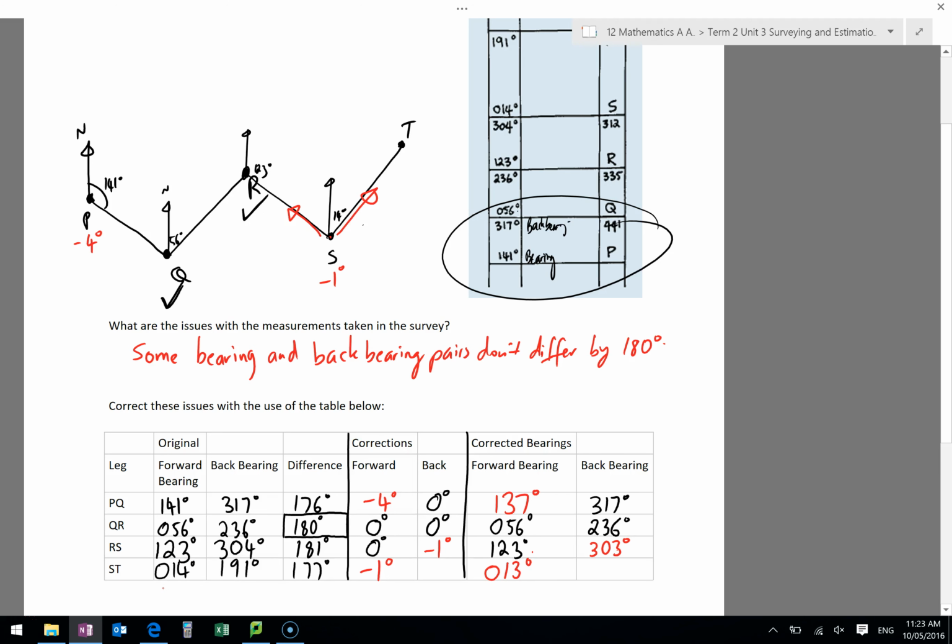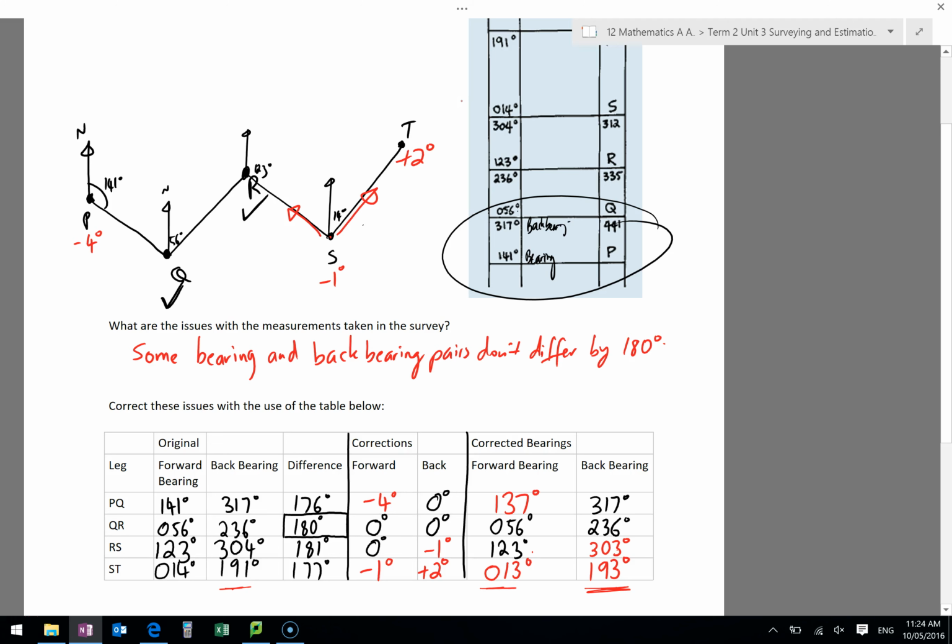The only thing left to do is to calculate what the final back bearing should be. So it was 191. Wonder what it should be now. Well, I've got a forward bearing of 13 degrees. I'll add 180 to it. I should have a back bearing of 193, which means that I've had to correct by adding 2 degrees at the point T. So if there was then another leg, if I measured something from T, I'd have to add 2 degrees to whatever that bearing was.